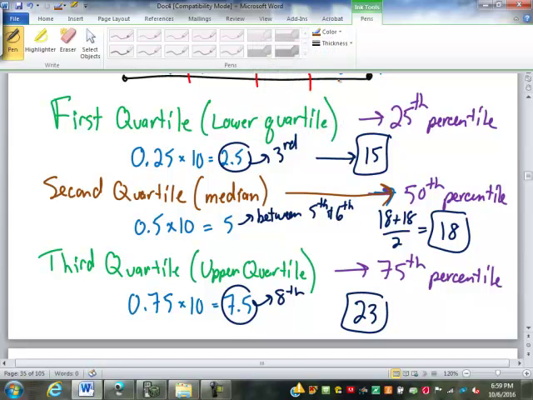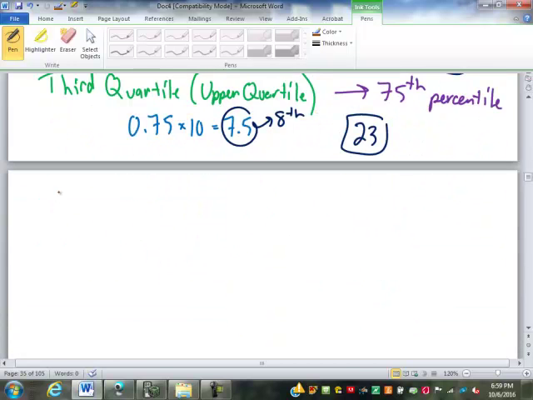Why do these quartiles help us describe the data? Well, because these quartiles are part of what we call a 5-number summary.